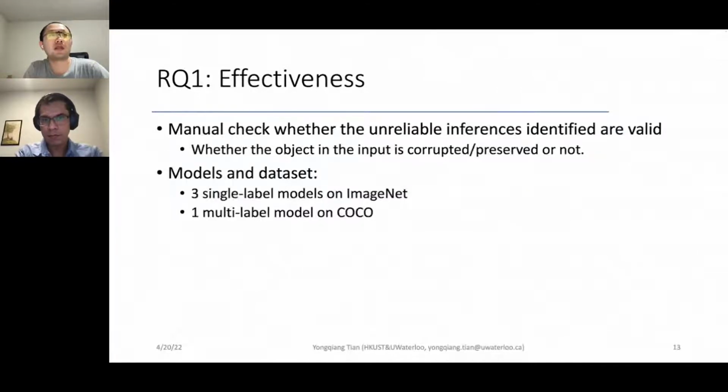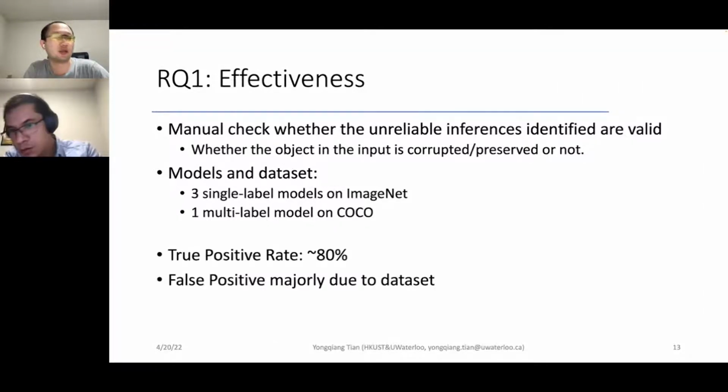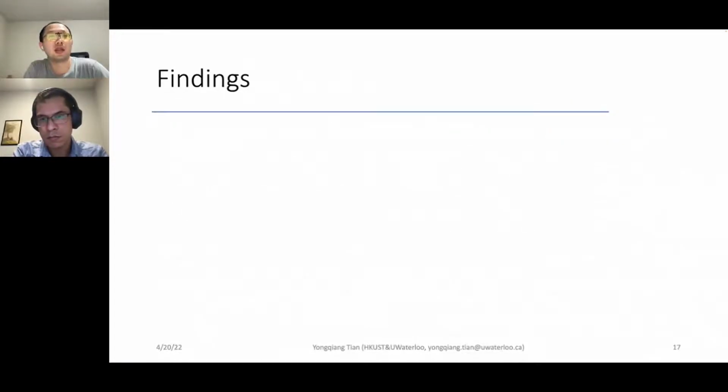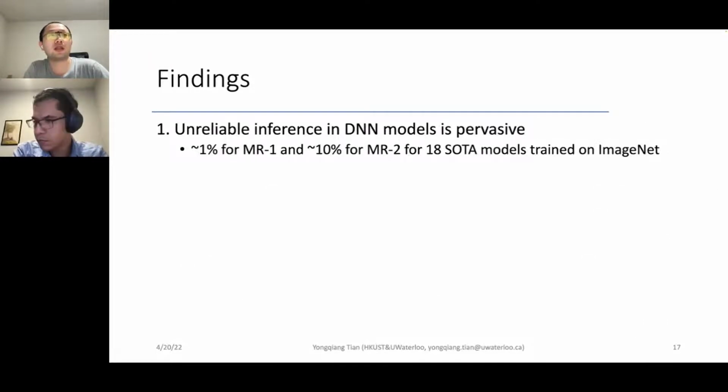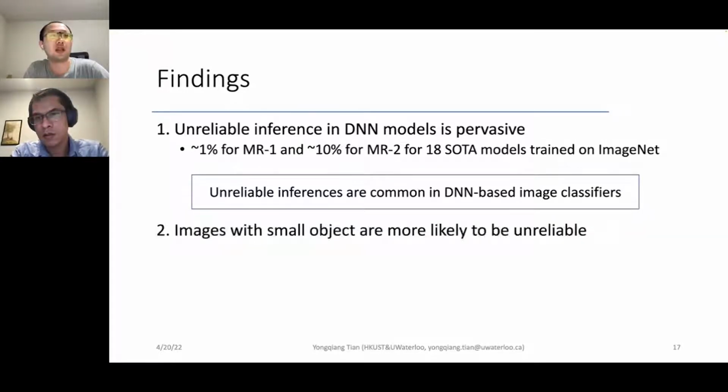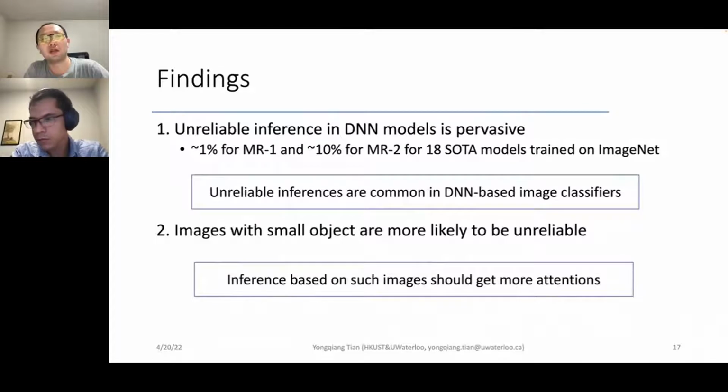We manually checked the effectiveness of our approach on 4 models and 2 datasets. The true positive rate is larger than 80%, and the false positives are majorly due to dataset annotation. We also conducted an empirical study on the latest DNN models. Here are some findings. First, we find that such unreliable inference is very common in DNN-based image classifiers. We also find that images with small objects are more likely to be unreliable. We suggest that developers should pay more attention to such inferences.